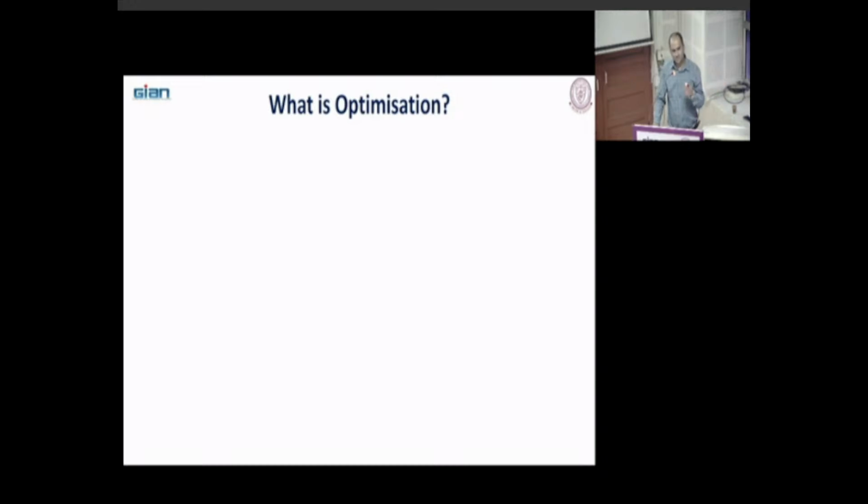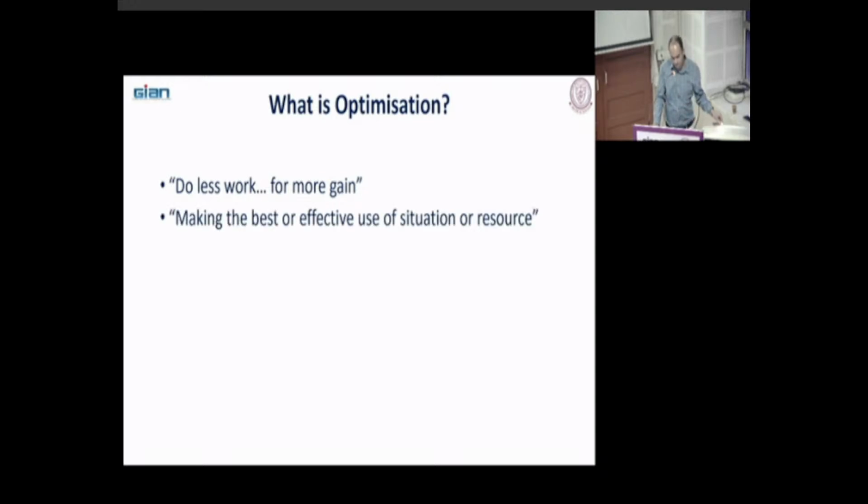Whatever resources are available, you need to see those constraints, and then try to achieve your objective, whatever your goal. Okay. So basically, do less work for more gain, making the best or most effective use of a situation or resources. In that case, what resources are available to you? Money, a financial constraint. You have the luggage. Then you have the time constraint. And what is your goal? To reach Delhi within the 10 hours. So that is basically your optimization.